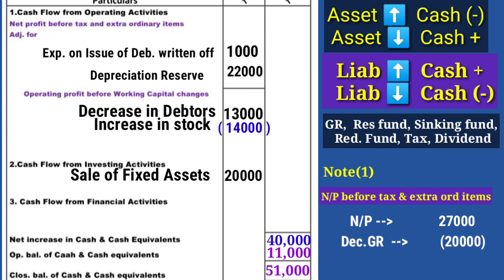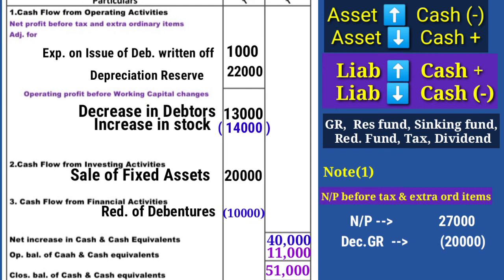Then the next item, debentures: 2011 60,000, 2012 50,000. 10,000 decreased. Debenture decrease means redemption. Increase means issue. Here the debenture decreased, so this is redemption. When liability decreases, cash balance also decreases. Shares, debentures, bank loans, all of that will come under financing activity. So I will write here redemption of debenture minus 10,000.